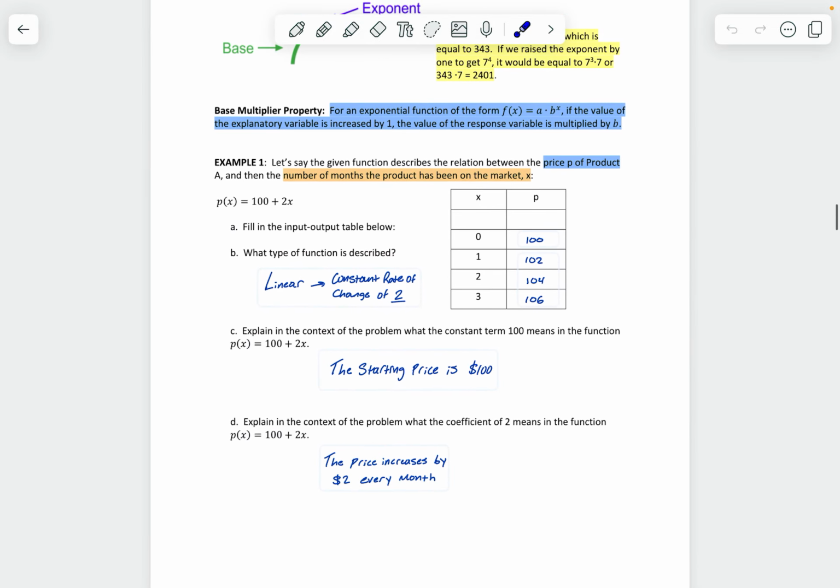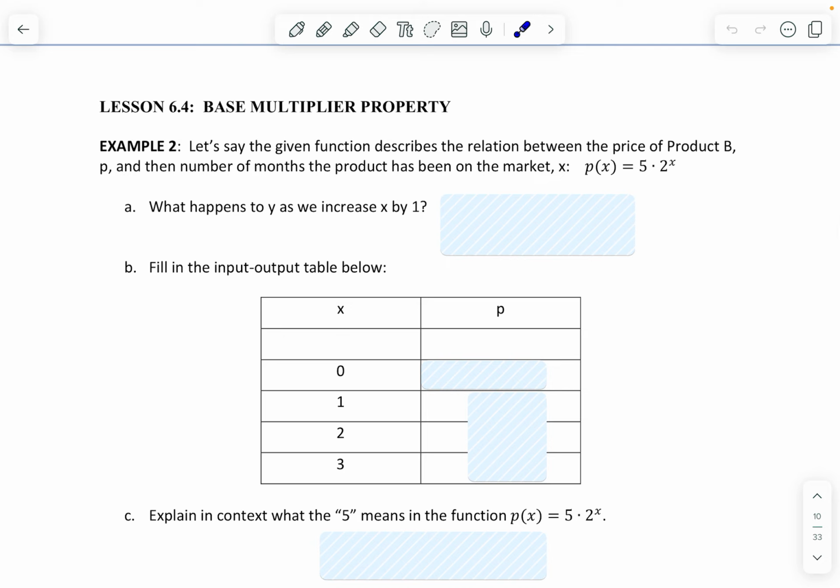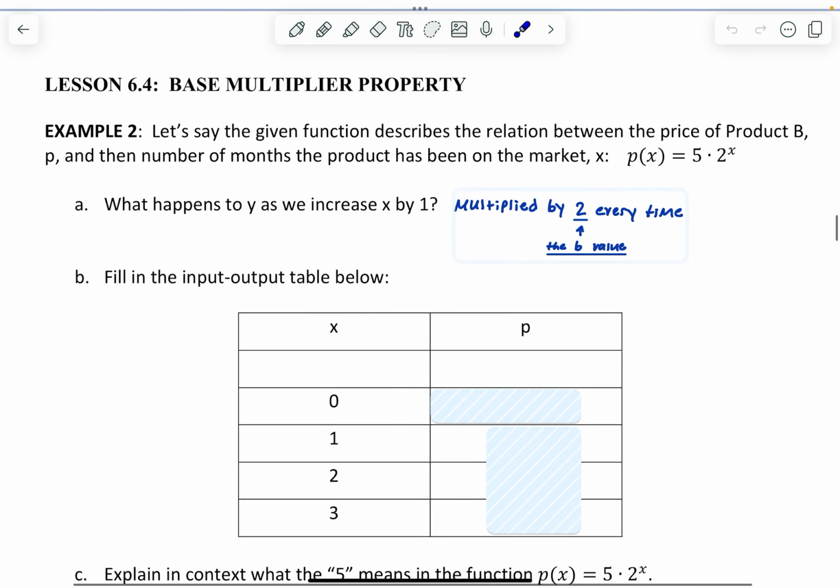But this is a linear example. Let's say that the function describes the relation between price of product B and the number of months that it's been on the market. Here's your function. P of x is equal to 5 times 2 to the x power. What happens to y as we increase x by 1? It's being multiplied by the b value every single time.